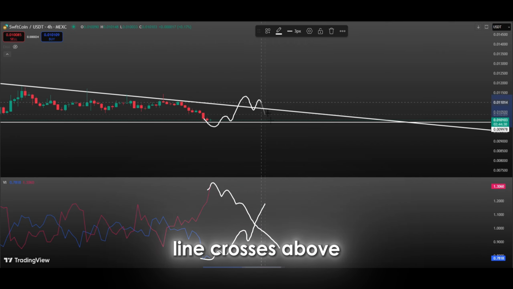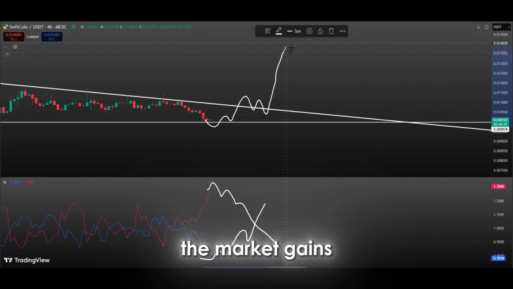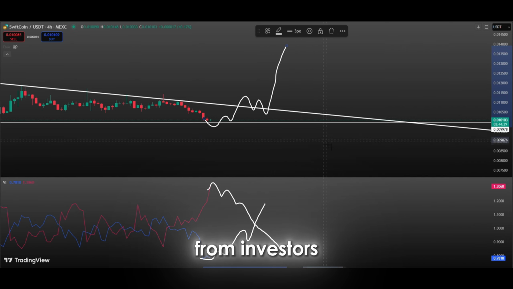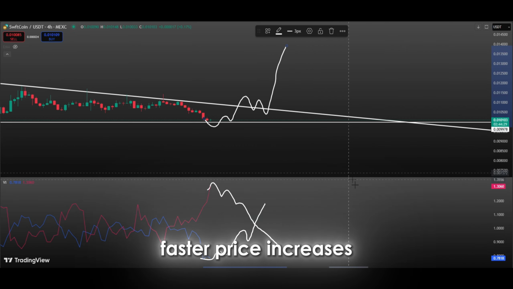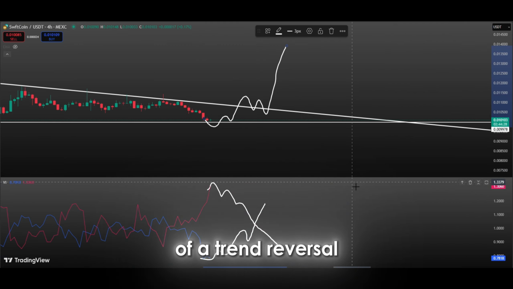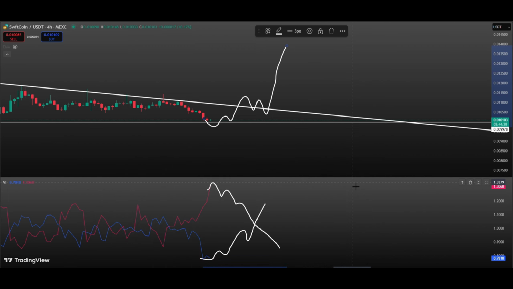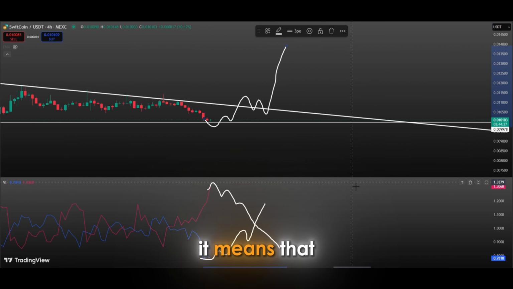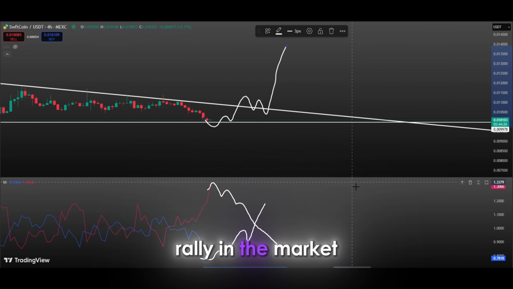As the blue line crosses above the red line, the market gains upward momentum. This can trigger more buying activity from investors and lead to faster price increases. For investors, this can be seen as a safe buying point, because this kind of movement marks the beginning of a trend reversal in the market. Additionally, when the blue line crosses above the red line, it means that market conditions have changed, and the previously weak buying pressure has increased significantly. This could lead to the start of a new buying rally in the market.